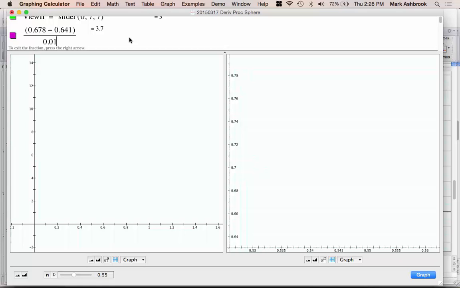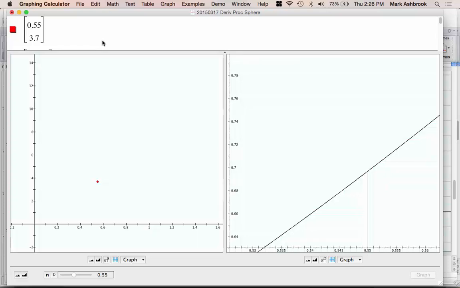3.7. So let's plot that point over here on our rate graph. We'll plot it in red for exact. Okay, so our rate graph's over there. We just plotted the point 0.55 and our very good estimate for the rate of 3.7. Let me zoom back out.